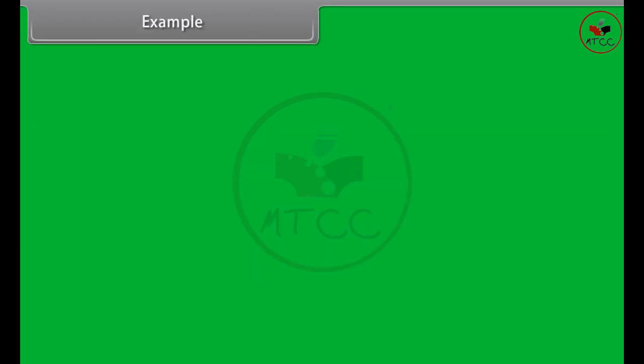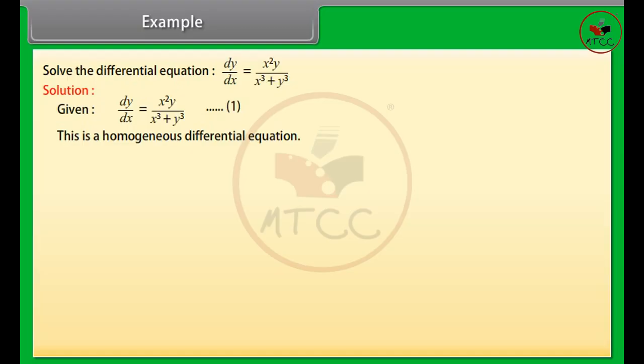Example: solve the differential equation dy by dx equals x square y by (x cube plus y cube). Solution: given dy by dx equals x square y by (x cube plus y cube). Name it as equation 1. This is a homogeneous differential equation. We will put y as vx.